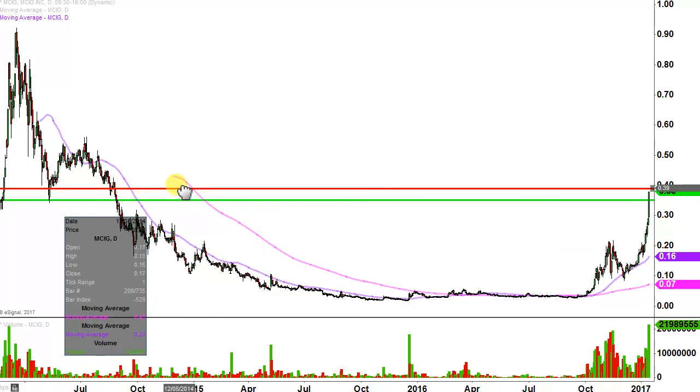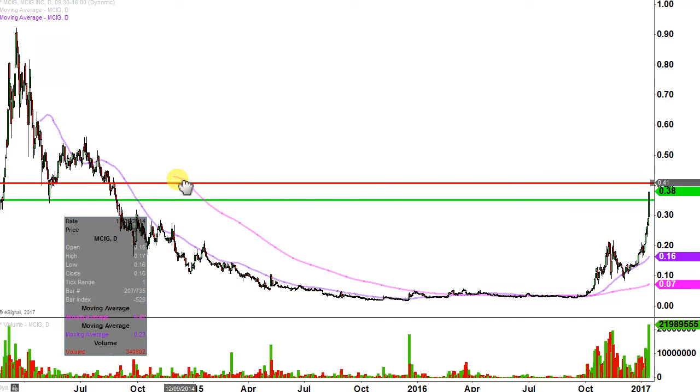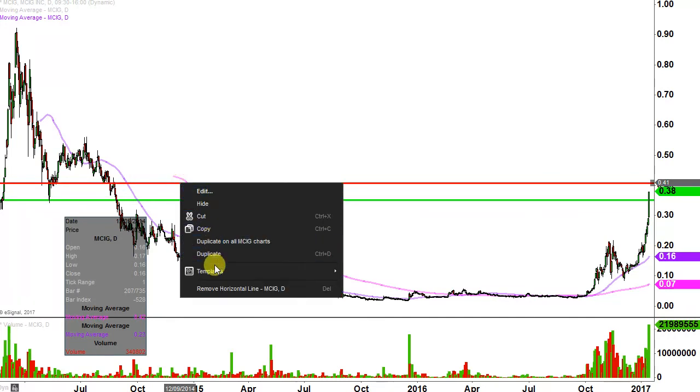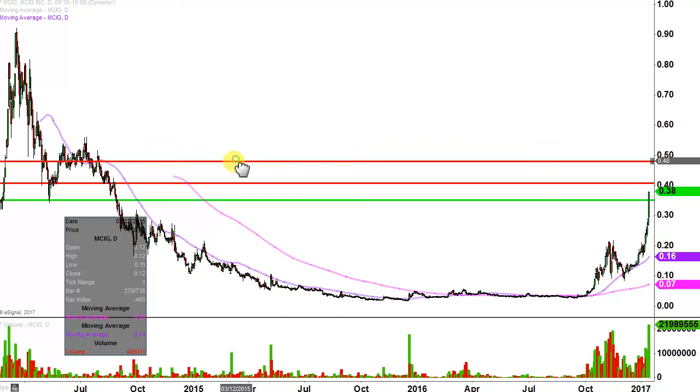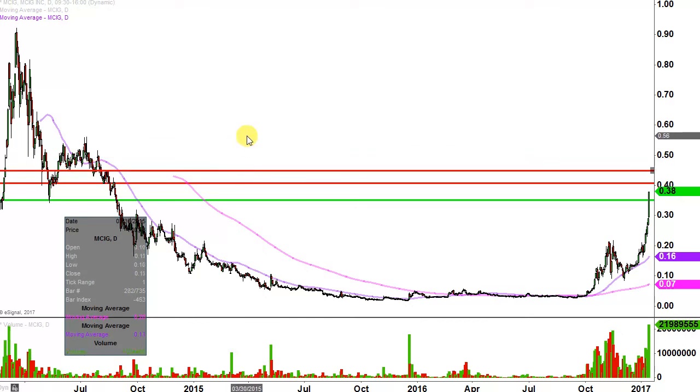Next key level of resistance that stands out to me is up there at 41 cents. And then after 41 cents, next key level at 45 cents. These are levels coming from back here in 2014. So like I said, literally years since the price has been up this high. But at the end of the day, as long as the price keeps on putting in higher lows like it's been doing, the chart's going to continue to take care of itself. So we'll see what next week brings.